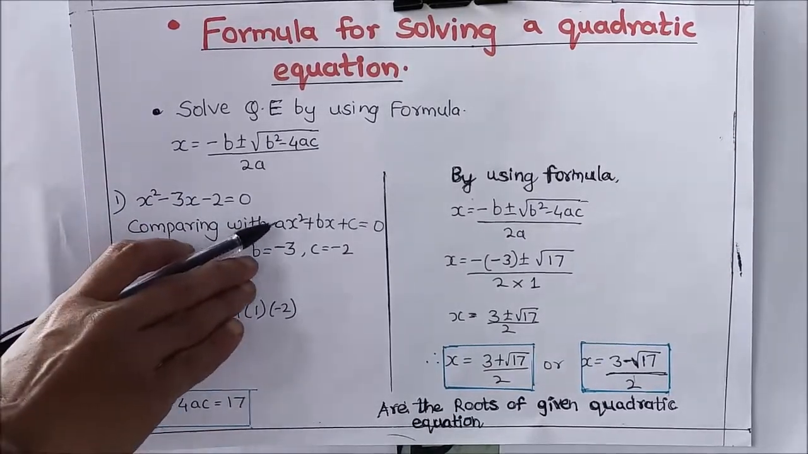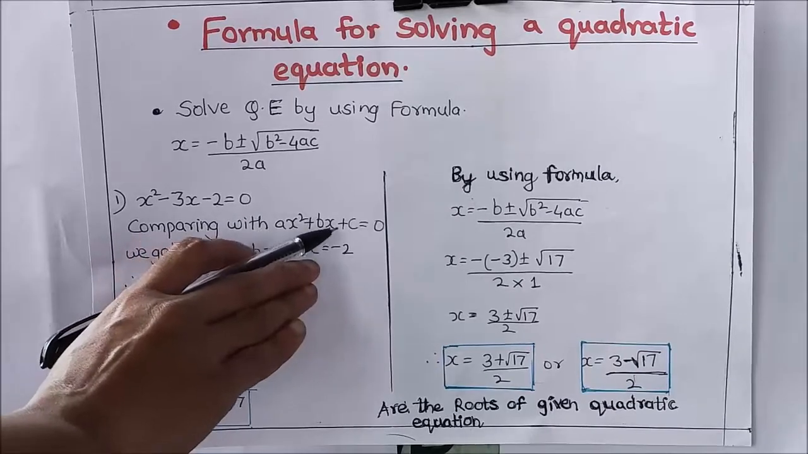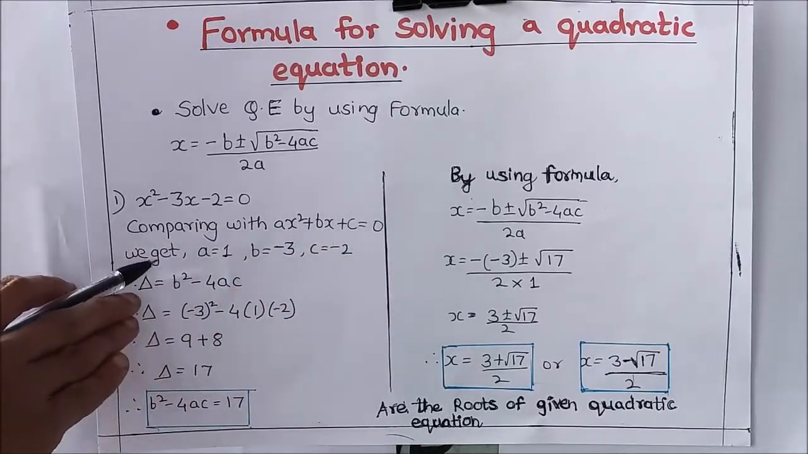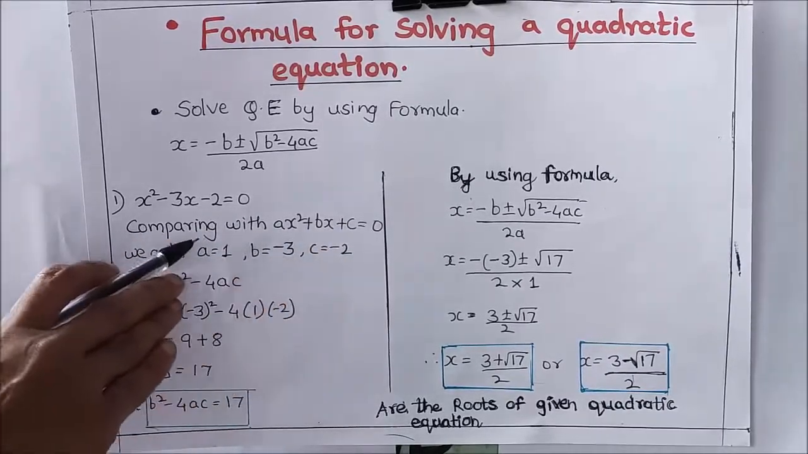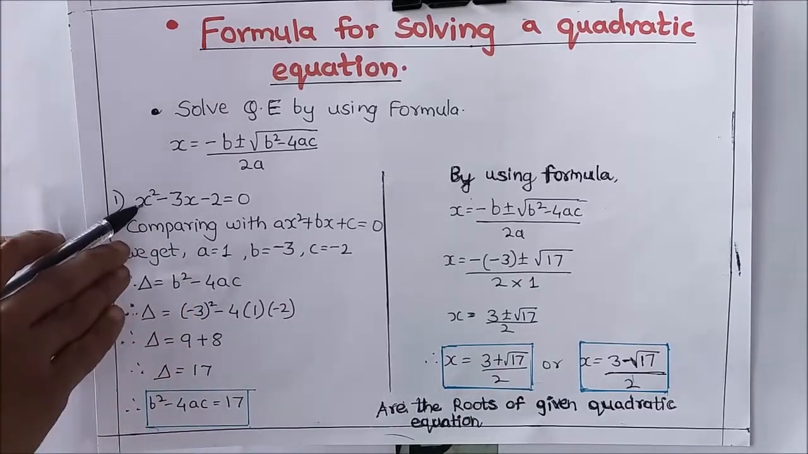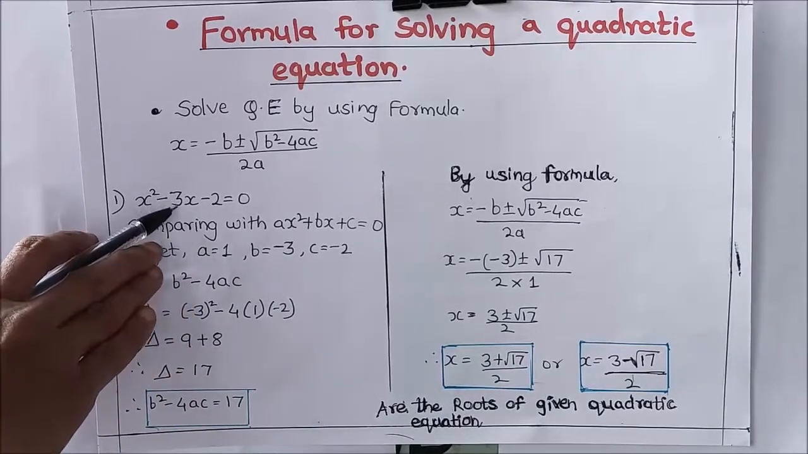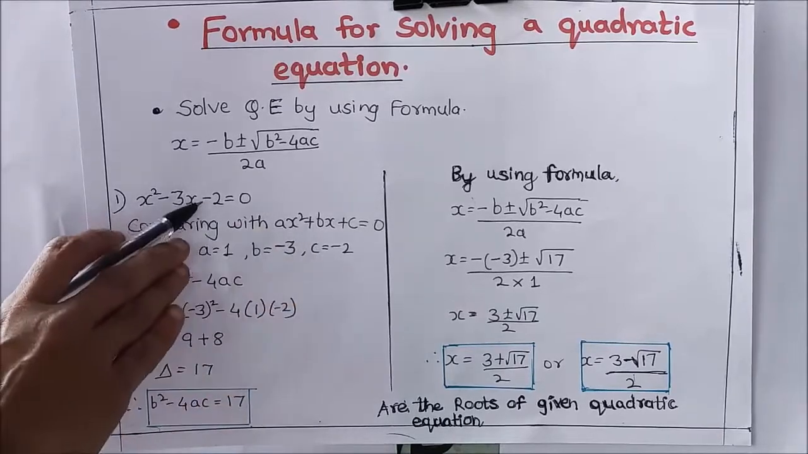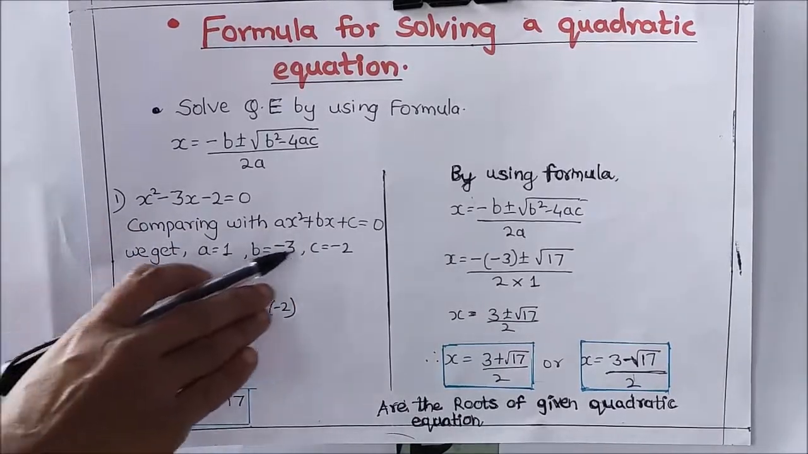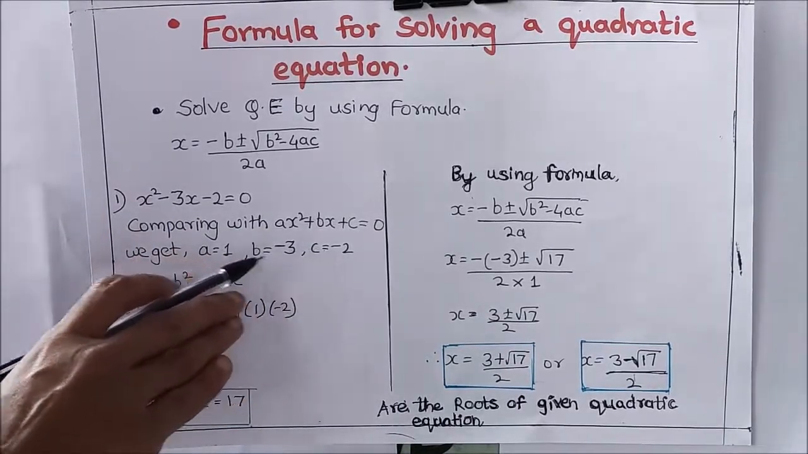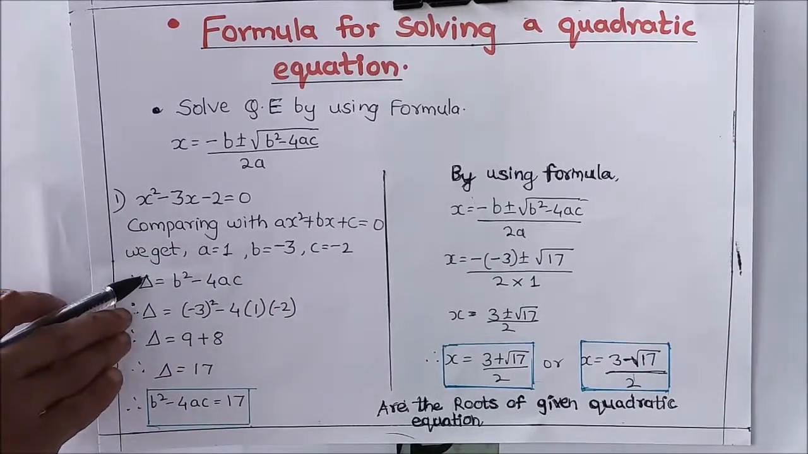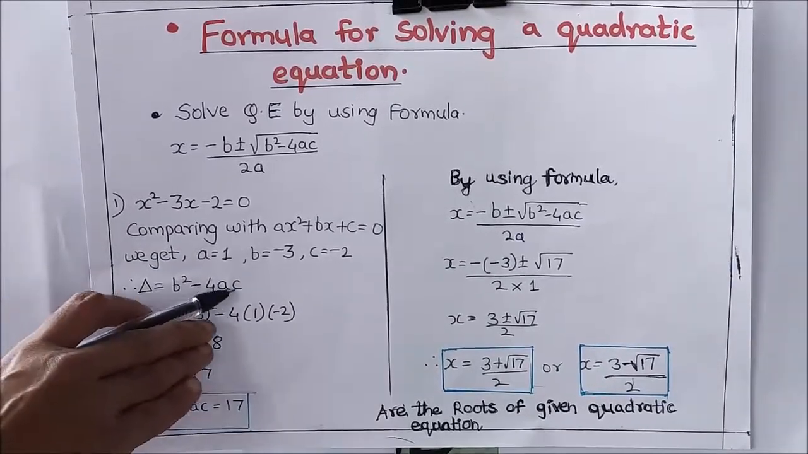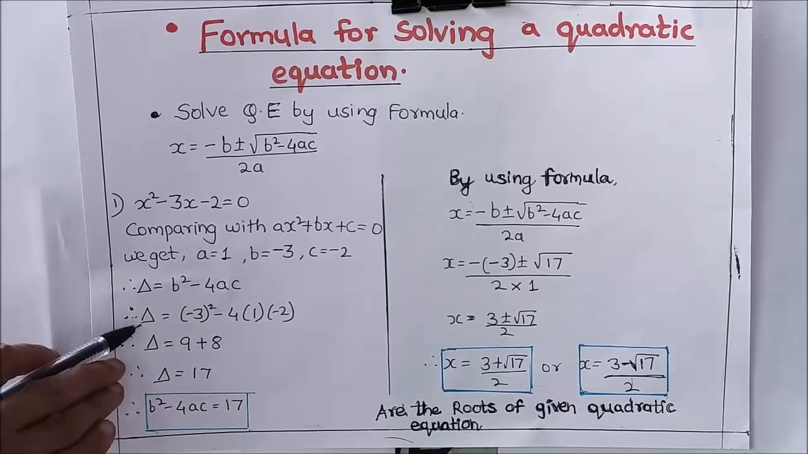We'll compare it with the general form ax square plus bx plus c equals 0, and we will find the values of a, b, c. Here a equals 1, b equals minus 3 and c equals minus 2. Now we have found the values of a, b, c. We will find delta. Delta equals b square minus 4ac.